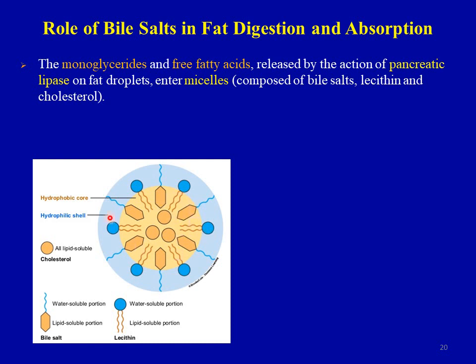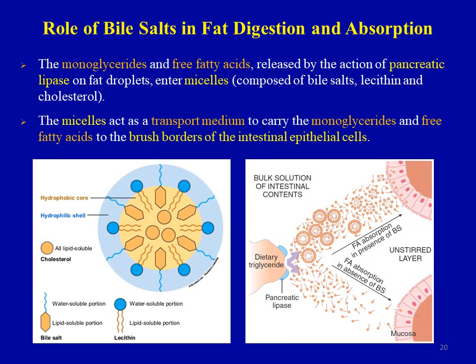So this micelle will make those free fatty acids and monoglycerides water soluble and will allow carrying them to the absorptive enterocytes in preparation for their absorption. The micelles act as a transport medium to carry the monoglycerides and free fatty acids to the brush border of the intestinal epithelial cells, as we can see here. This is a fat droplet. The pancreatic lipase is acting on its surface, releasing free fatty acids and monoglycerides that will enter the micelle, and then the micelle will move to approach the absorptive surface of the brush border.